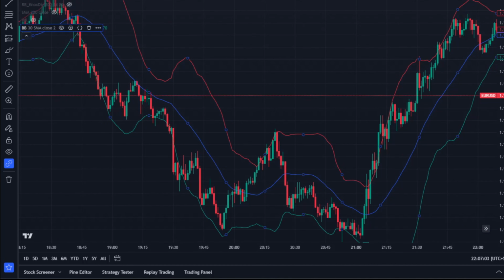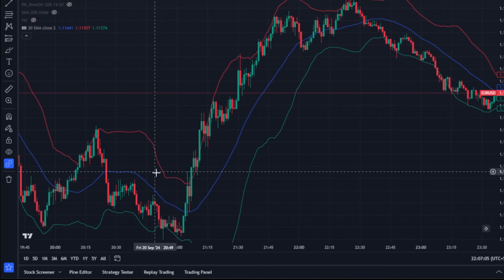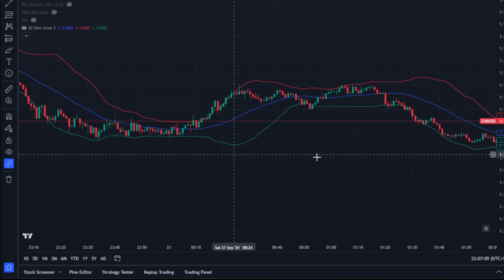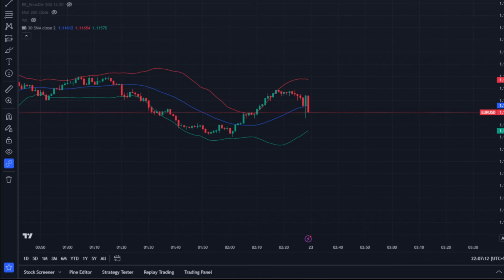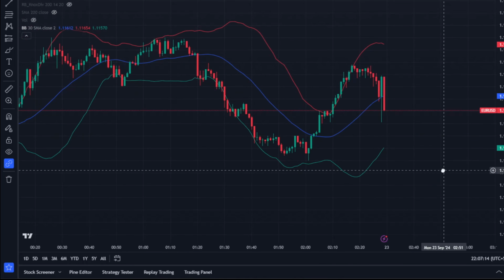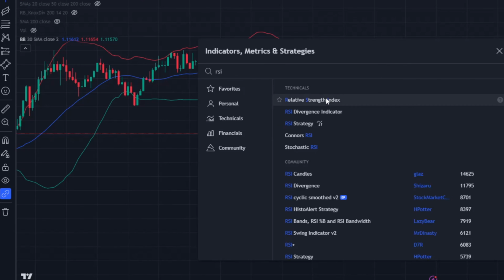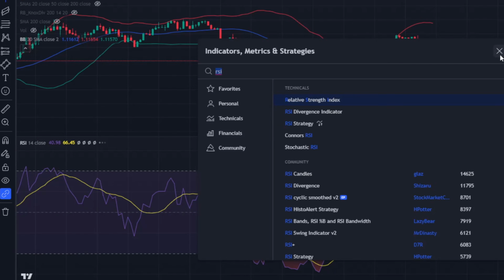Step 2. Adding the RSI. Next, we're going to add the RSI, Relative Strength Index. This indicator tells you whether a security is overbought or oversold based on recent price changes. To add the RSI, go back to the Indicators tab and type in RSI. Select the top result. Now let's adjust the settings.